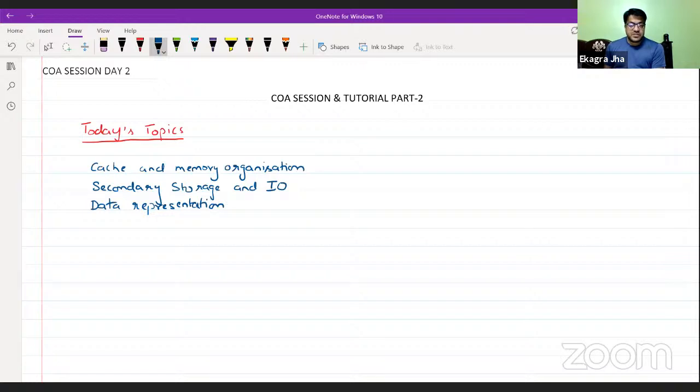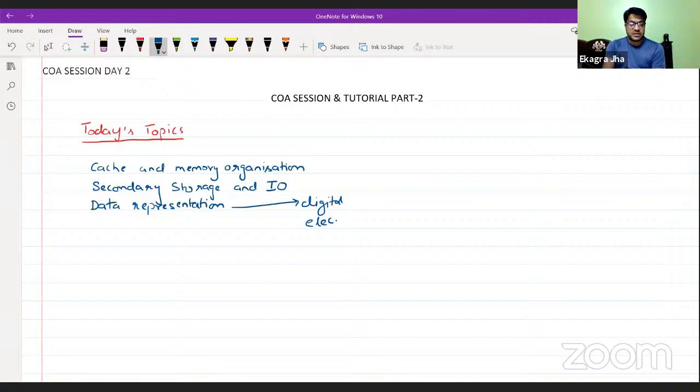This data representation is basically part of digital electronics, but as it relates very much with COA, that is why I'm covering some of the questions here. You will find some data representation questions as well, but it's majorly according to the IIT syllabus. It is part of digital electronics. I'll cover some questions so that you may have some teaser or friendliness about the questions. These are the major topics that we are going to cover today.